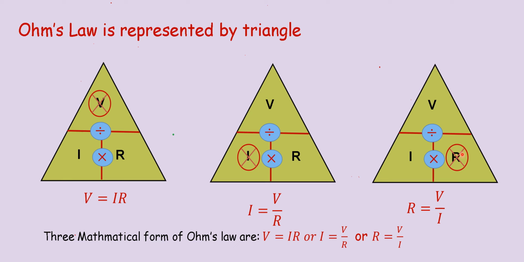To calculate R, we cross it out from this figure. What do we see now? We see V over I. That means V is divided by I. Therefore, the value of the resistance R is equal to V over I. The three mathematical forms of Ohm's law are V is equal to IR, or I is equal to V over R, or R is equal to V over I.